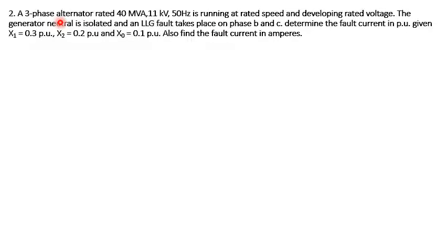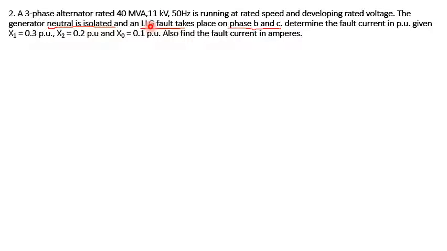Okay, let us consider the next one. A 3-phase alternator rated 40 MVA, 11 kV, 50 Hz is running at rated speed and developing rated voltage. The generator neutral is isolated. Note this. The neutral is isolated and a double line to ground fault takes place on phases B and C. What kind of fault is it? Double line to ground fault.